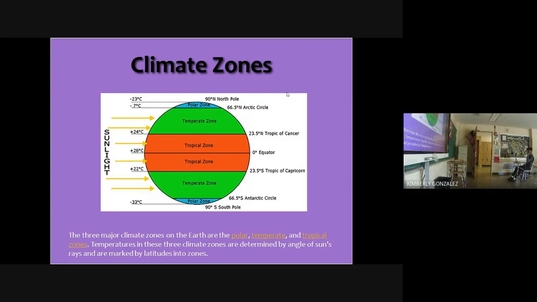That's also why, when we did latitude, I specifically pointed out the North Pole, the Arctic Circle, the Tropic of Cancer, the Equator, the Tropic of Capricorn, the Antarctic Circle, and the South Pole. Look at how it's broken down here. The polar zone goes from the North Pole to the Arctic Circle. The temperate zone goes from the Arctic Circle to the Tropic of Cancer. That's why I pointed those out like that.